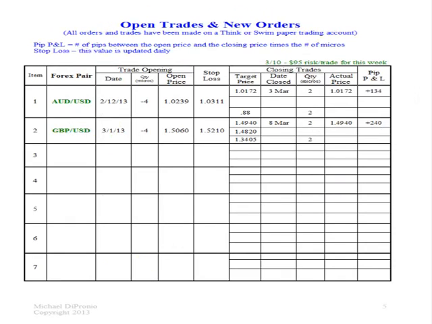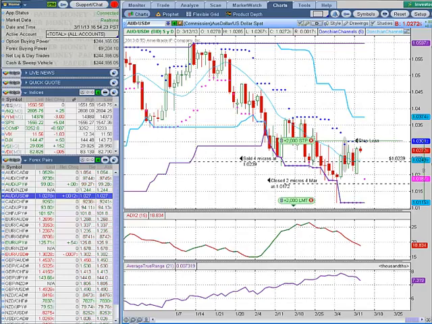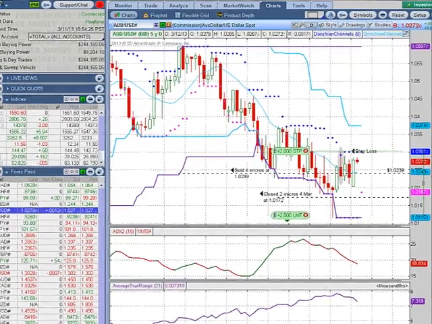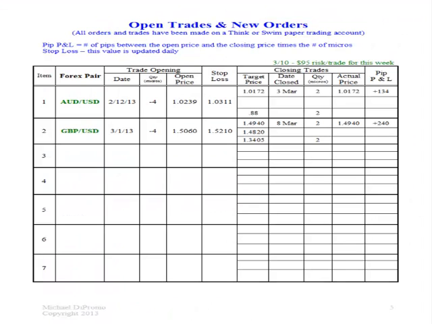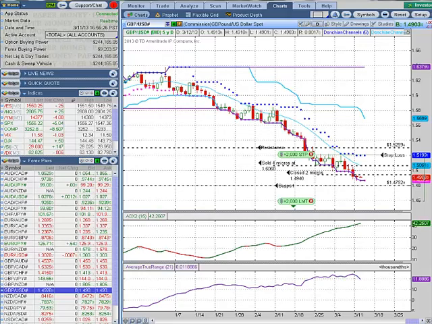We currently have 2 open trades. The Aussie US dollar trade remains open and we're short 2 micros. The stop loss remains at 1.0311. Here's the price chart for the Aussie US dollar. Our second open trade is for the pound US dollar. We're short 2 micros, and the stop loss remains at 1.5210. Here's the price chart for the pound US dollar.